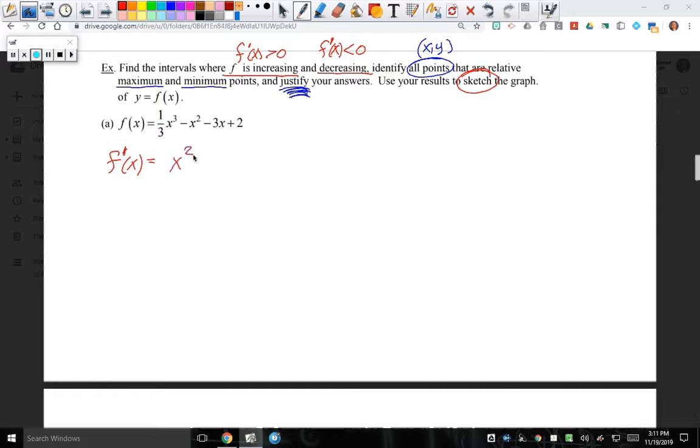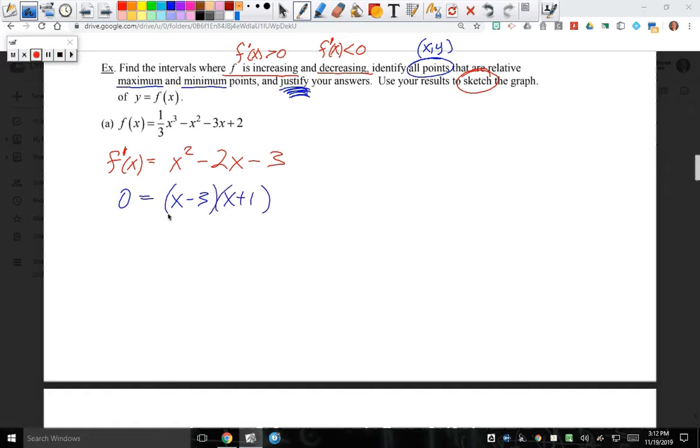The derivative, everyone, is what? x squared minus 2x minus 3. Okay. Can I set that equal to undefined? No, because there's no denominators with x. So I can only set this equal to 0. Remember, critical points, it can either be 0 or undefined. So here we go. Factoring out.